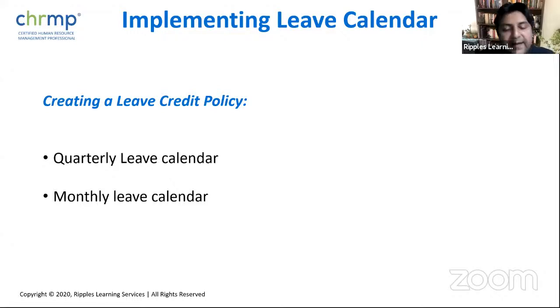Now, let's say in Feb, I took 3 leaves. Now I have 4 leaves. Now I took 3 leaves. Then in March, I will have 3 leaves again, because one from Feb would move to March and 2 in March already exist, right? So this is a monthly leave calendar.